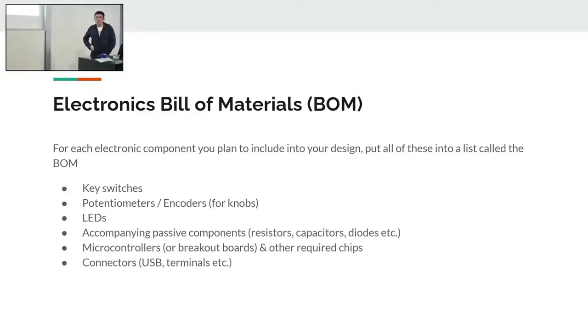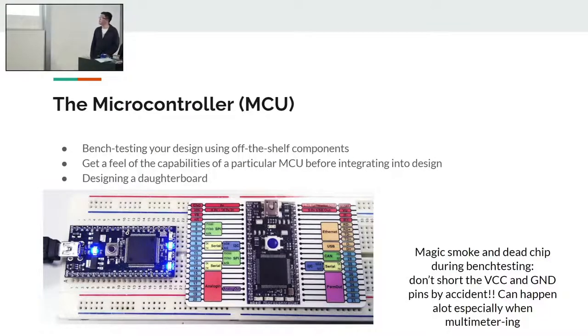Okay, next we move on to the bill of materials. Think of this as your shopping list for the electronics part. It would be good if you could gather all of this information as soon as possible and put it into a nice list, because this list will help you in the printed circuit board assembly phase. Things to consider are the number of switches you need, encoders for your knobs, LEDs, passive components, microcontrollers, or other things. We'll move on to the microcontroller next.